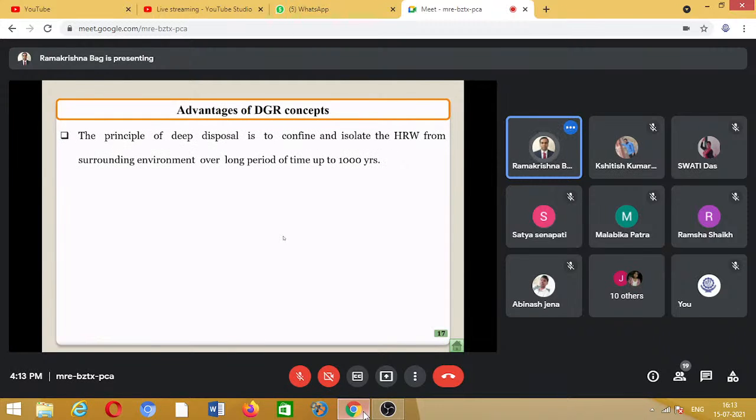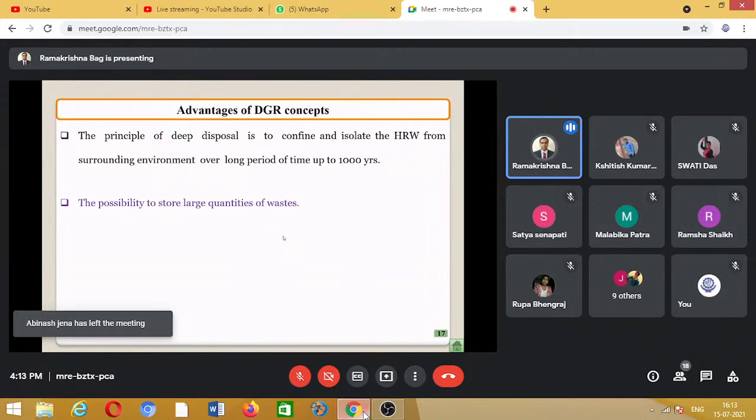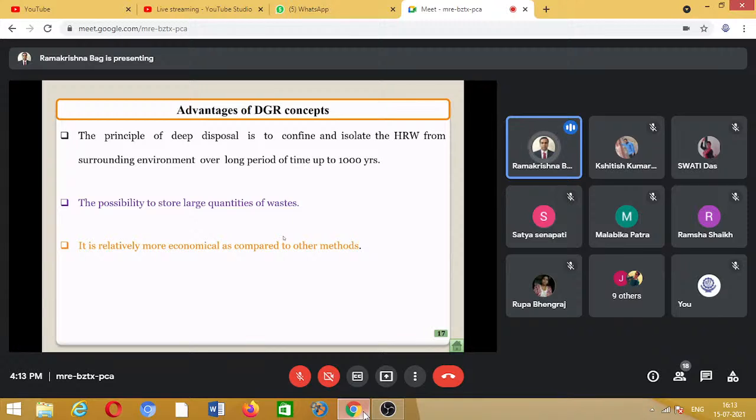So what is the advantage of this concept? Why did people not go for other things? The principle of deep geological disposal is to confine and isolate HLW from the surrounding environment over a long period of time, up to 1000 years. You can store a large quantity of waste. It is relatively more economical as compared to other methods. And once the facility is closed, it will not require any more human intervention. You completely close it and you don't need to bother, but you need to put some kind of monitoring stations so that it is not affecting the nearby water bodies or the environment.